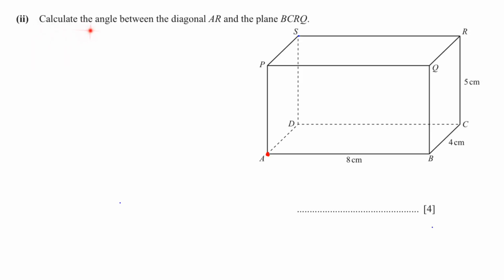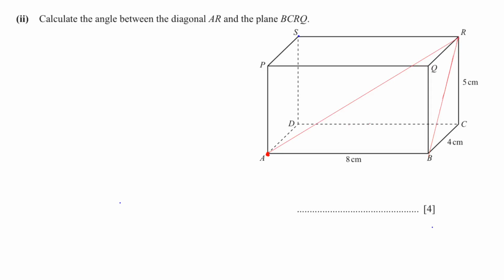In part 2, calculate the angle between the diagonal AR and the plane BCRQ. So this is the diagonal AR and this is the plane BCRQ. You have to find the angle between the diagonal and the plane. This angle ABR is 90 degrees, okay? And also angle BCR is 90 degrees. To find this angle, you have one side, you need to find another side.